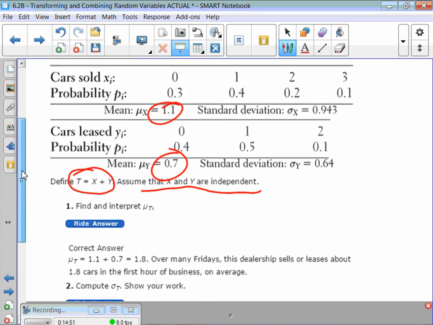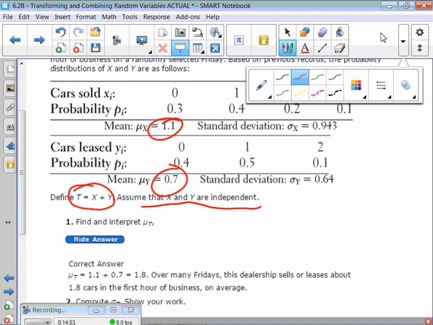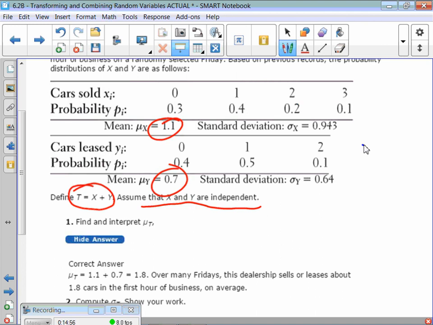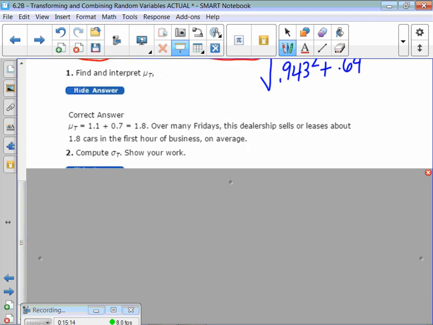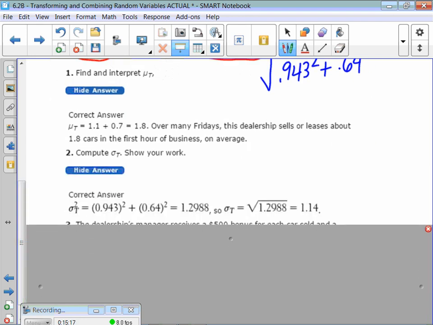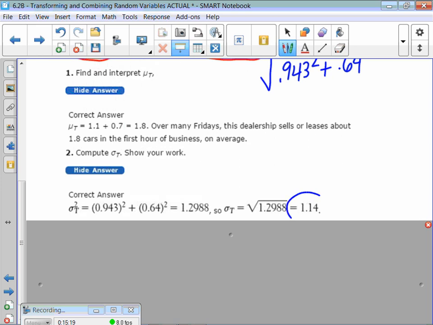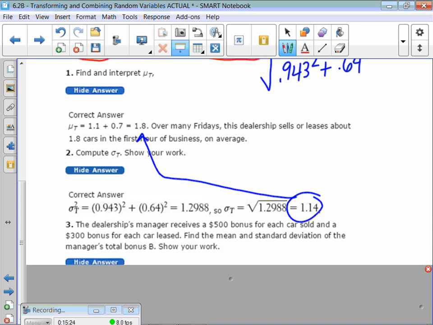So Molly, what would I do to compute our standard deviation? Good. Don't do separate square roots, but yeah, one big square root over the sum. And yes, then you got it. They are independent, so you are allowed to do that. And we get 1.14, which is how much we're going to be off from the mean number of cars.